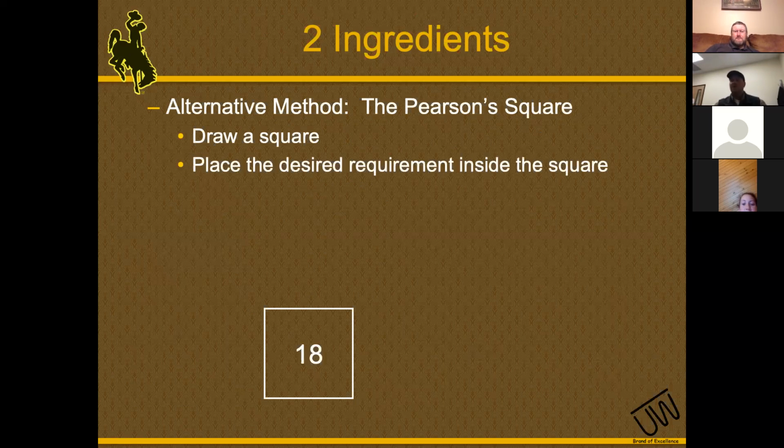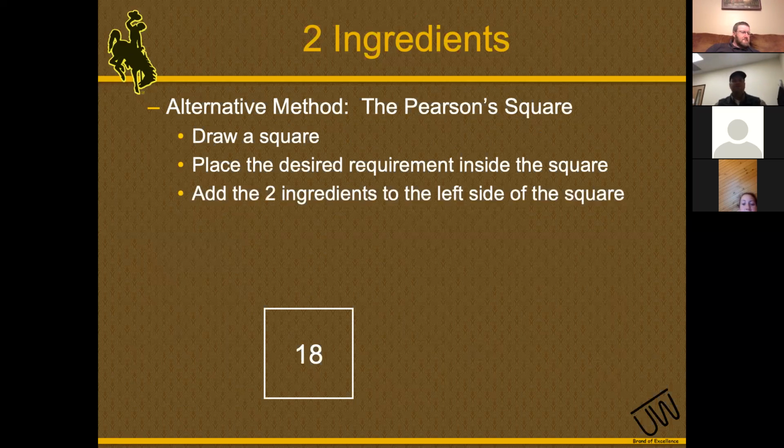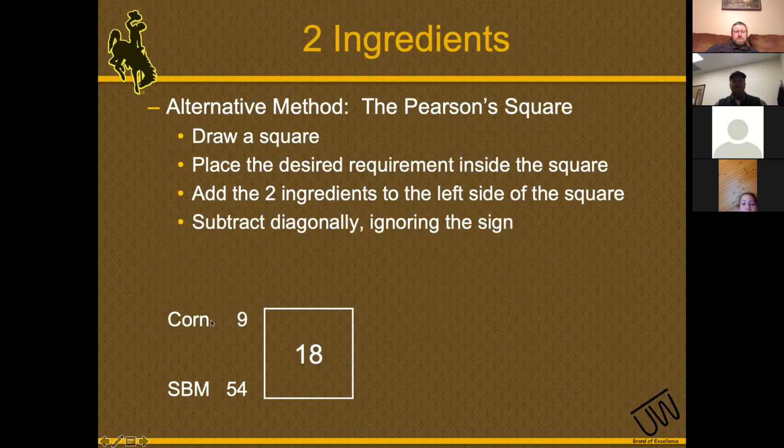Put the protein content in the middle. I would guess that most of you have seen this already. Put the two ingredients on the left side of the square. So corn, 9% protein, soybean meal, 54% protein. So all I'm going to do is subtract on a diagonal. Don't worry about whether it's plus or minus. You just ignore the sign. So 18 minus 9 would be 9. 54 minus 18 would be 36.